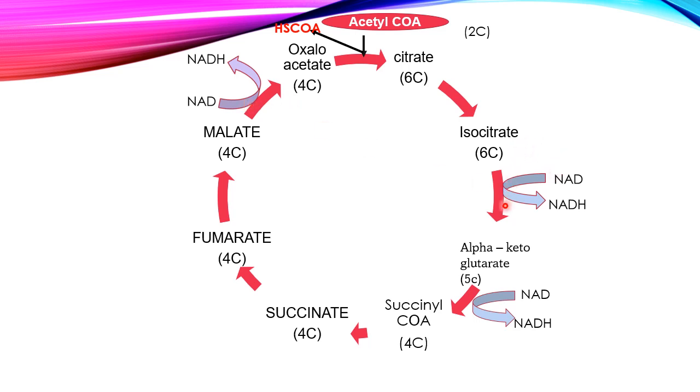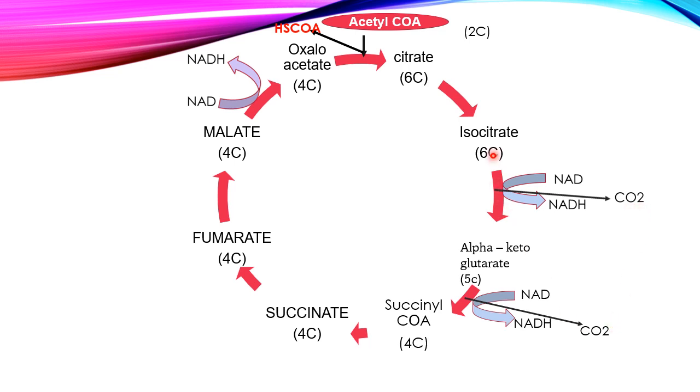When isocitrate is decarboxylated into alpha ketoglutarate, there is a generation of NADH. When alpha ketoglutarate is oxidatively decarboxylated into succinyl-CoA, there is a generation of NADH. Similarly, when malate is converted into oxaloacetate, there is a generation of NADH. As a process of decarboxylation, carbon dioxide is released.